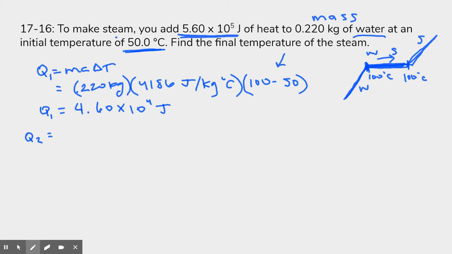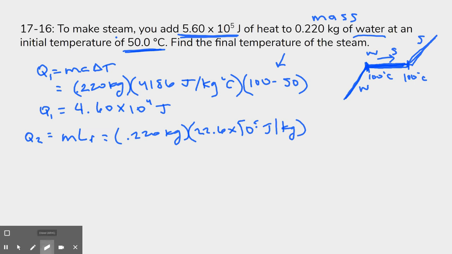We have to use that Q equation for latent heat. So Q equals ML here. Okay, so let's plug in the information and you can just look up that value, which would be 0.220 kilograms. And then this would be 22.6 times 10 to the fifth joules per kilogram.